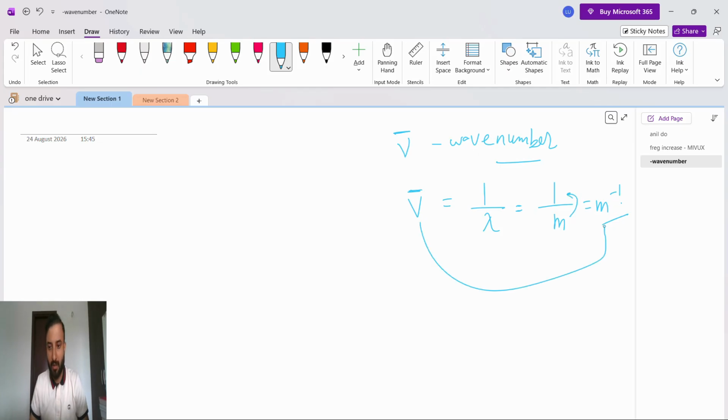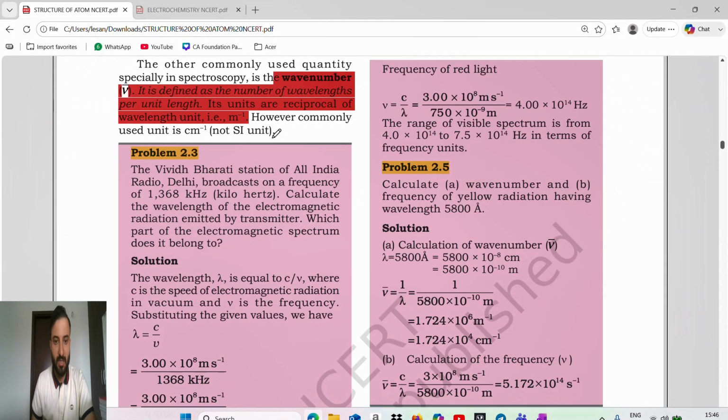The SI unit of wavelength is meter. Wave number is the reciprocal of wavelength, so its unit is 1 by m. The m goes up, it becomes m minus 1. Correct? Yes sir, that's done.